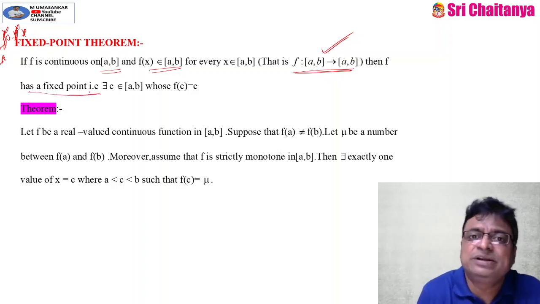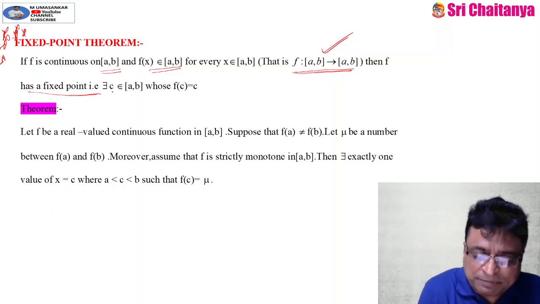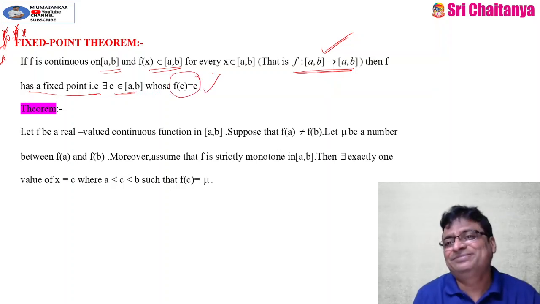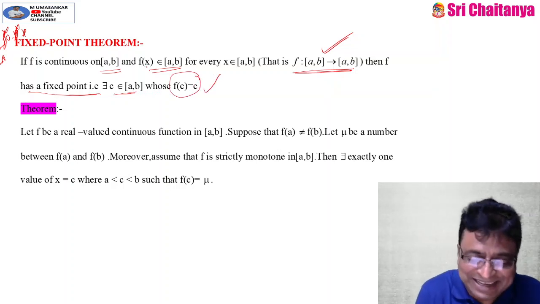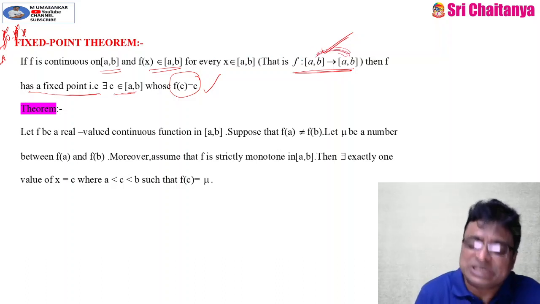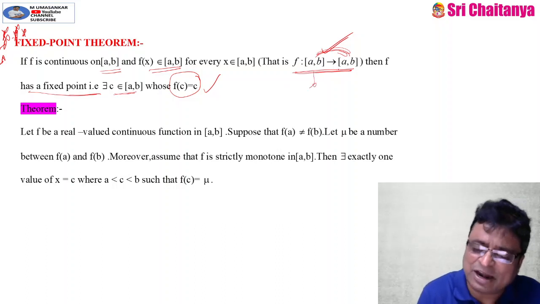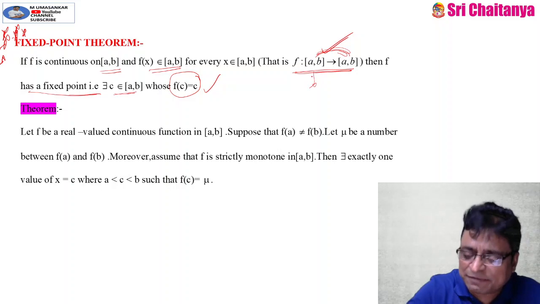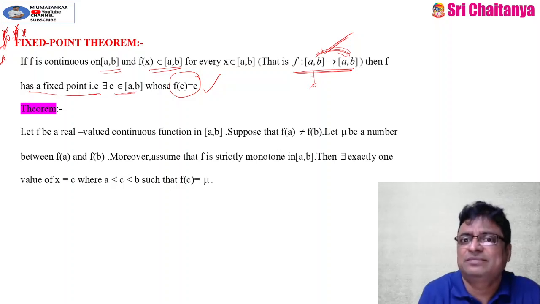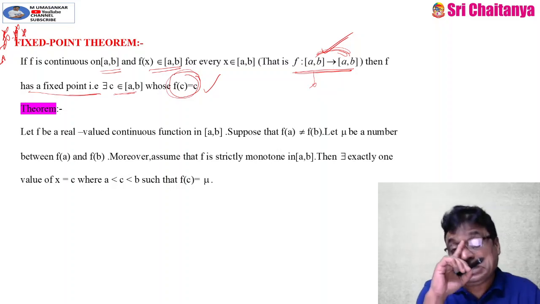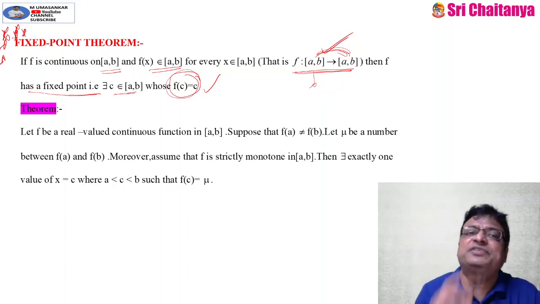That means there exists a point C in closed interval AB whose functional value is nothing but C only. Because here domain and codomain, domain and range, are the same. Suppose some C is here in the domain, then obviously that C is nothing but the functional value of something. So that value is f of C. So this kind of theorem is called the fixed point theorem.